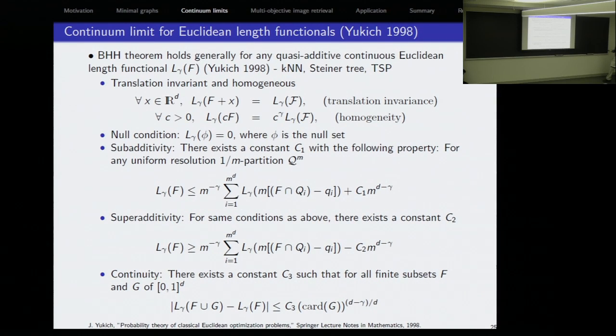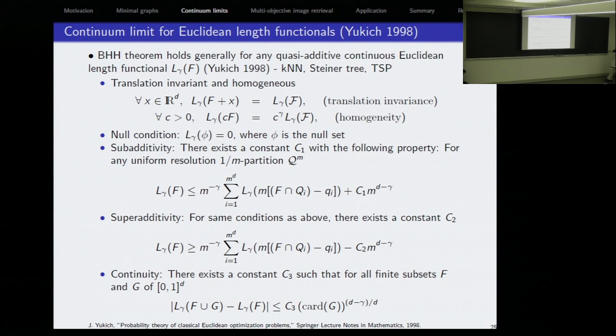So translation invariance simply means that if you have a set of points over which you're constructing the graph, and you shift all the points by the same amount by a constant translation, then the length function doesn't change. And if you scale all the points, say by mapping the unit square into a square of side 3, then the length only changes by a constant c, which is equal to that scale factor raised to the power gamma. That's the homogeneity condition. And there's a null condition.